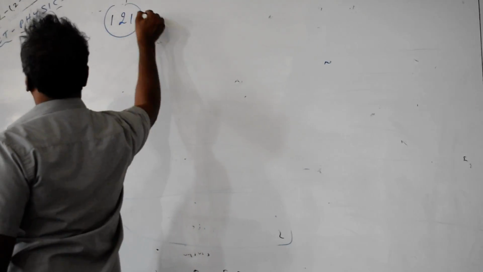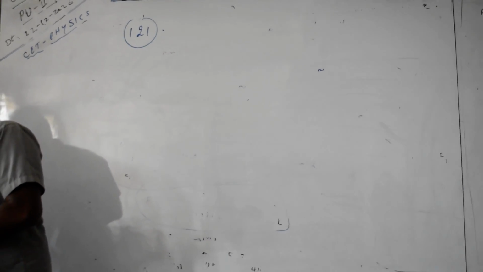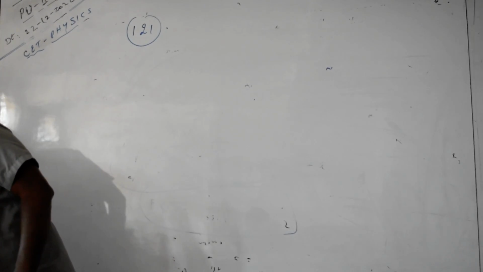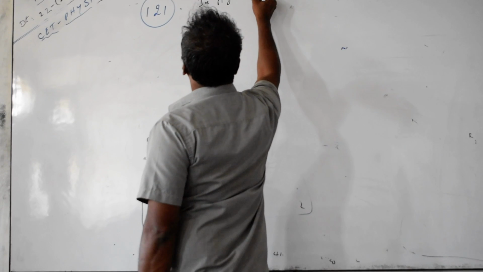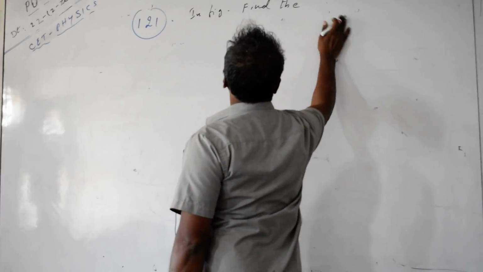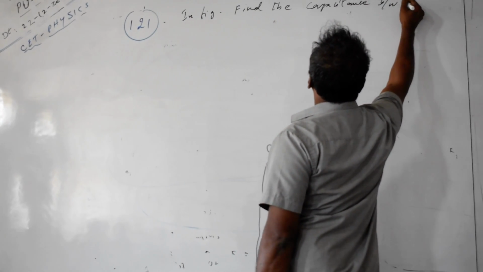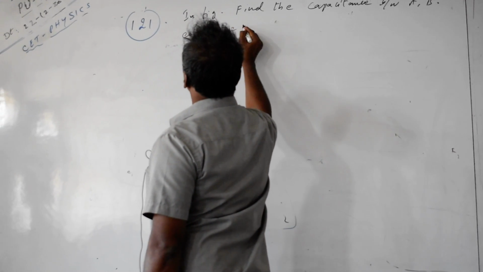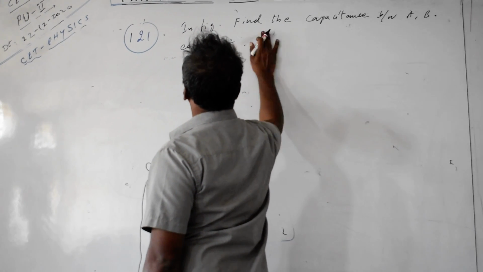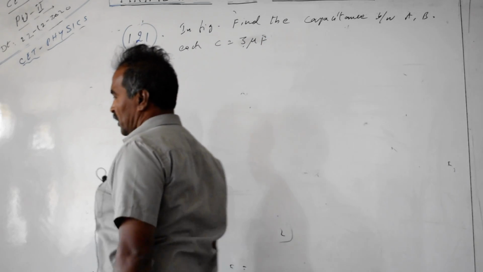This question number 121. Refer to the diagram. Find the capacitance between the terminals A and B. Each capacitance value is 3 microfarads. In the figure or circuit diagram, find the capacitance between A comma B points. Each value of C is 3 microfarads.